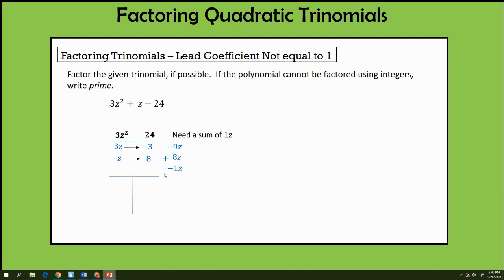Well, I didn't want negative 1z. I wanted positive 1z. So that's not right. So what I'm going to do is try 3 on top and an 8 on the bottom, a positive 3 on top and a negative 8 on the bottom. So what happens now when I multiply across, I get positive 9z. That's going to give me negative 8z, which is my positive 1z. That's what I wanted, right? So here's my correct combination.